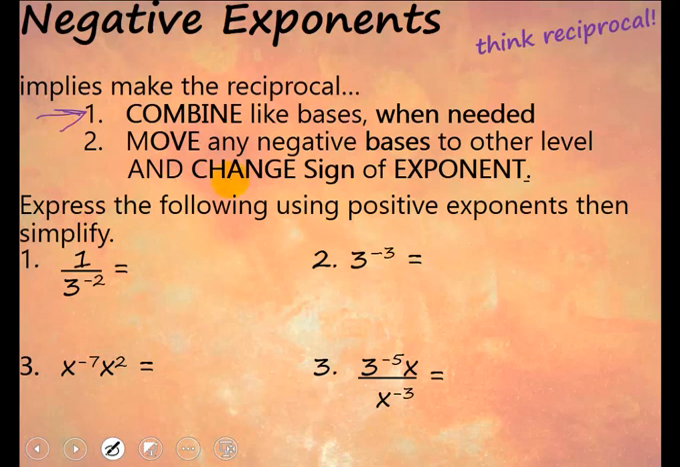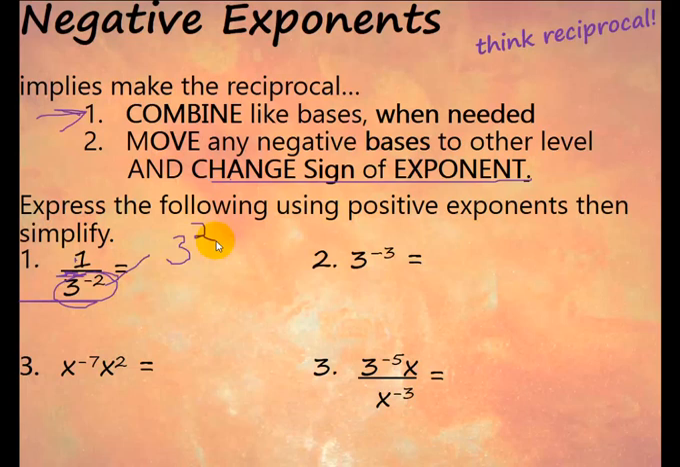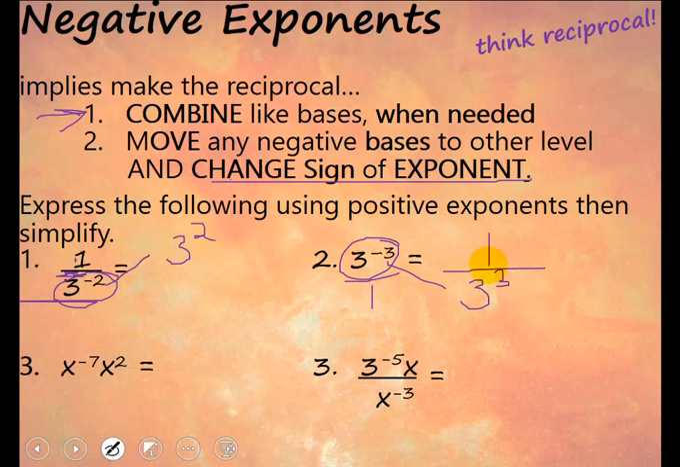So I have 1 over 3 to the negative 2. All right, so that means this is in the denominator, so I'm going to move it up to the numerator, 3, and I'm going to change the sign of the exponent to the positive 2. And I'm done. That's the same as 3 squared. 3 to the negative 3. This is in the numerator. This is like over 1, right? So I'm going to move it to the other level. I'm going to make a reciprocal. And then I'm going to change the sign of the exponent. Notice that I'm not changing the sign of the base. So I have 1 over 3 to the positive 3.